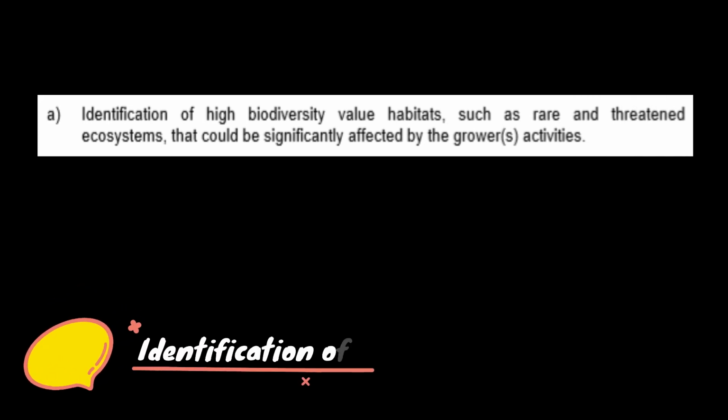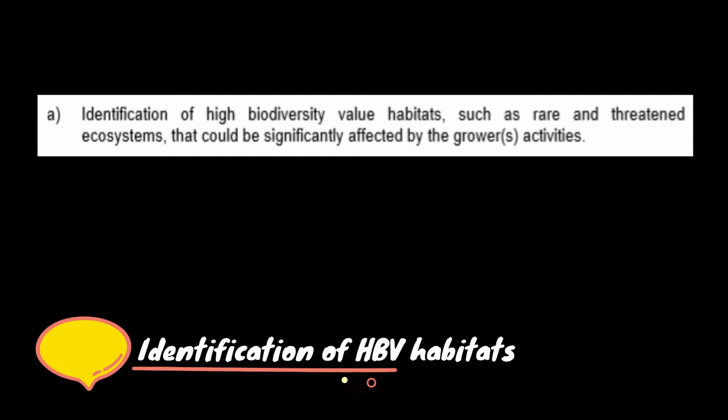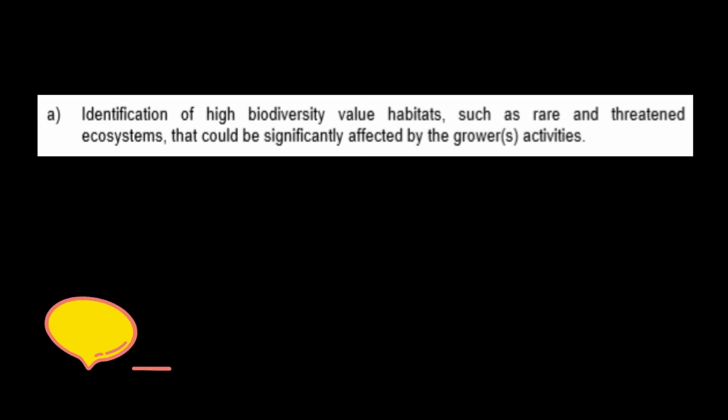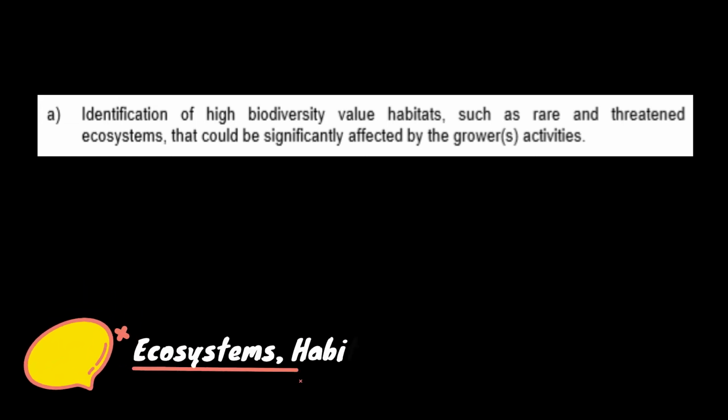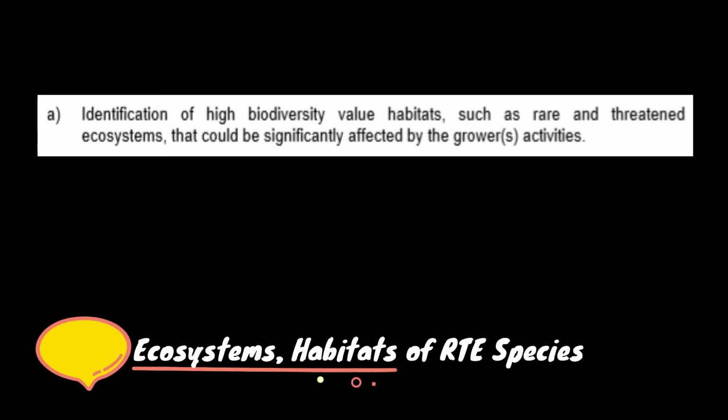So the information that is required here actually includes the identifications of HCV habitats either in the planted area or areas affected by the management activities. Of course, this includes any ecosystems or habitats of RTE species. Growers can start by identifying the significantly affected areas by their activities.